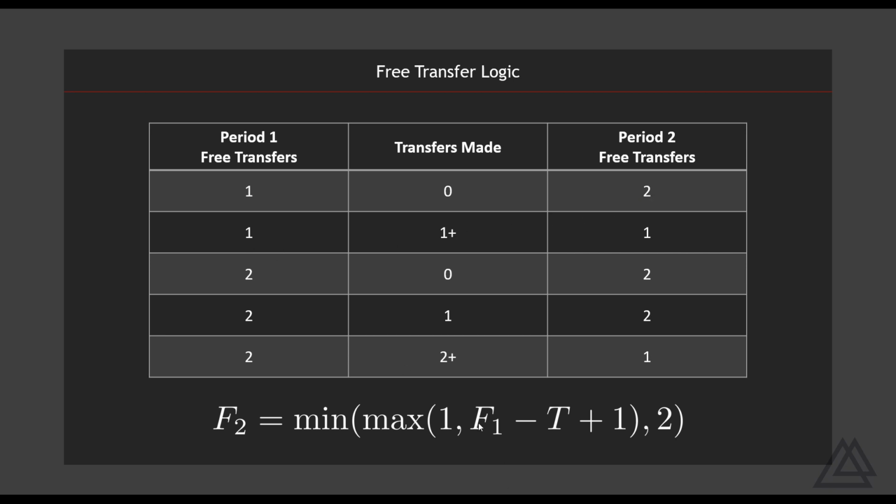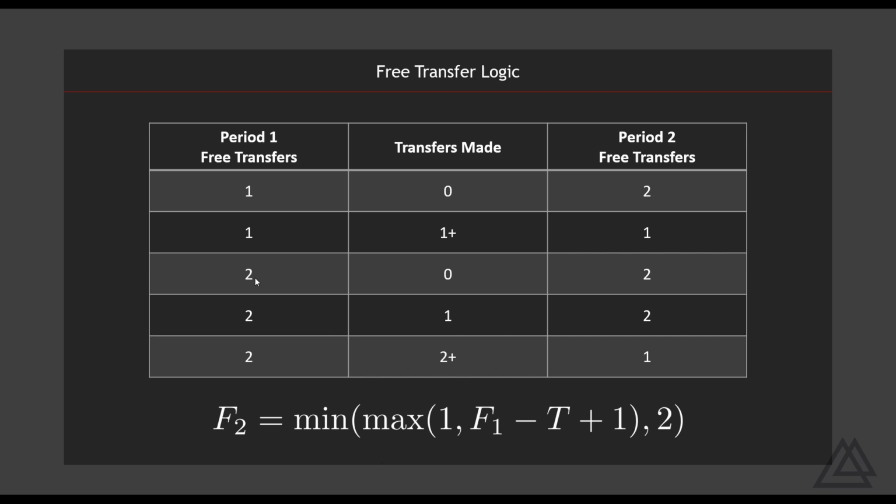As you see, F1 minus T is 0, or it could even be negative here. Like if you have transferred 5 people, then this will be -4, +1 is -3, and then I'm getting the maximum of 1 or -3. So the role of this maximum is to make sure that this value never drops below 1, and then that's what I get. I get 1, and then the purpose of the minimum here is to make sure that this never exceeds 2.